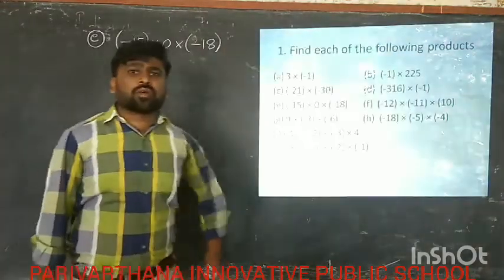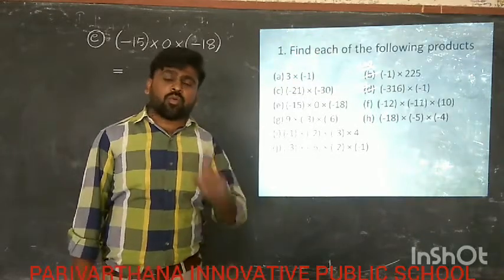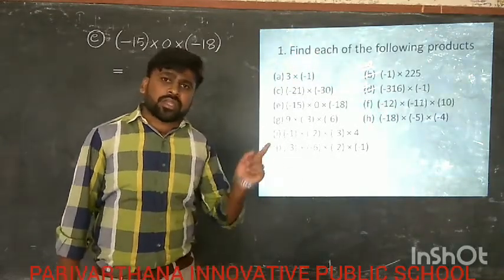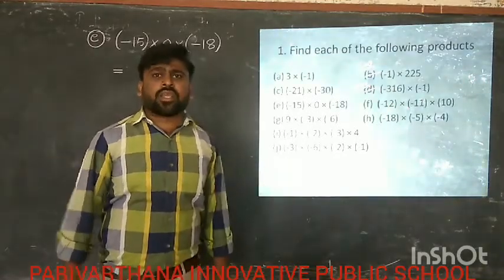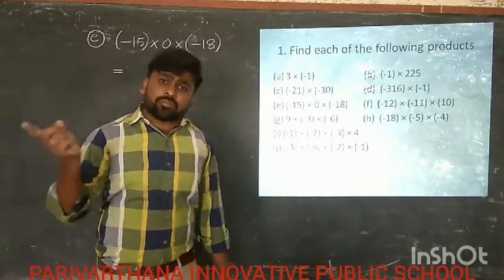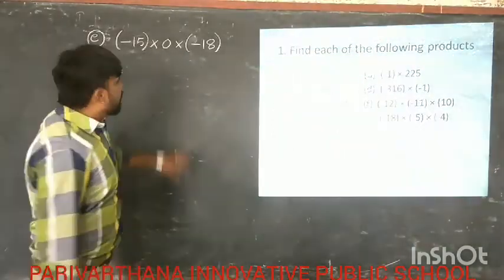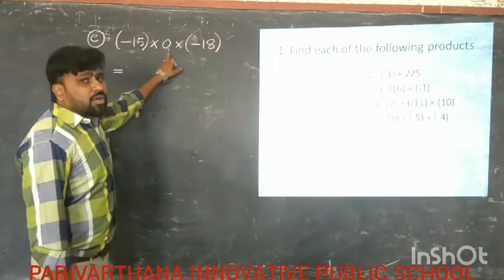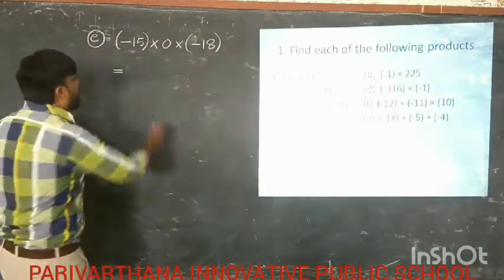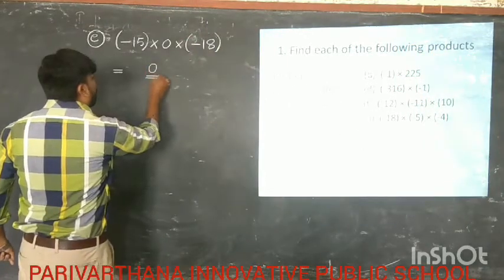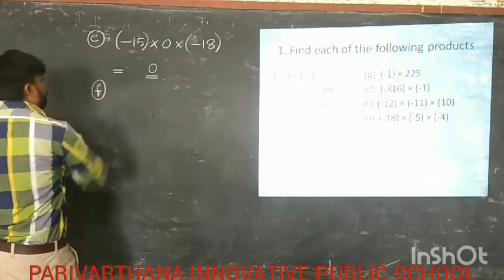You already know that regarding multiplication we discussed one property, that is multiplication with 0. Regarding that property, any number multiplied with 0, the answer is 0. That means 15 times 0 is 0, 0 times 18, again the final answer is 0. This is the answer for E. Next we come to F.